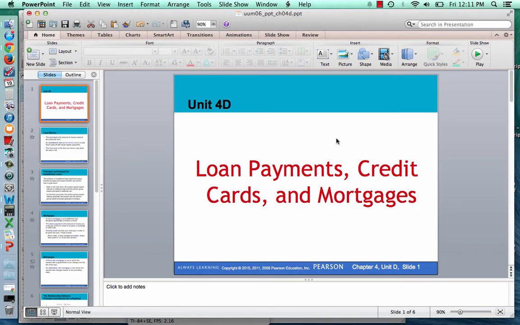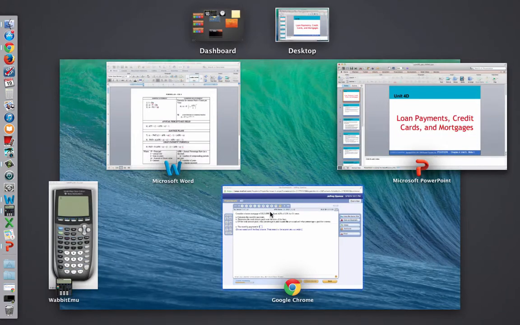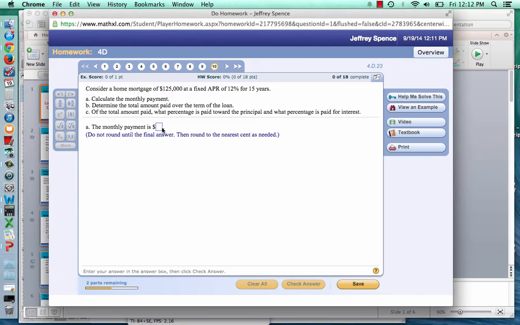So let's do some examples. I'm going to pull these right from my math lab. So this is a problem very similar to number 10 on your homework. It says, consider a home mortgage of $125,000 at a fixed APR of 12% for 15 years. It says, calculate the monthly payment.